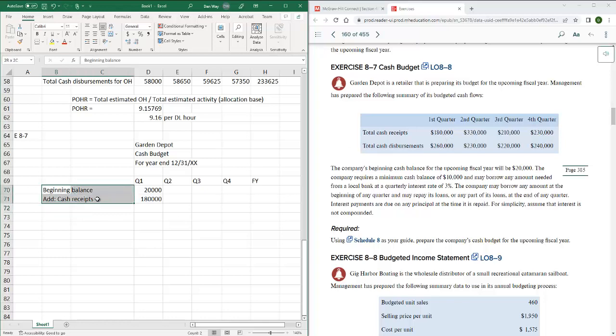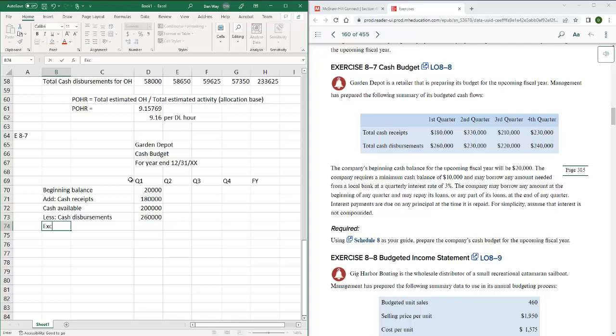Beginning balance plus our cash receipts tells us really what our total cash available at any point would be. So I'm going to get a little subtotal here. We don't always see this, but I like to add it. That's $200,000 in Q1. From that, though, we're going to have to deduct our cash disbursements. Now here in Q1, we projected those were going to be $260,000.